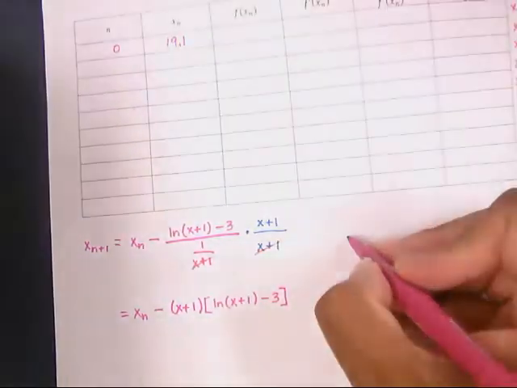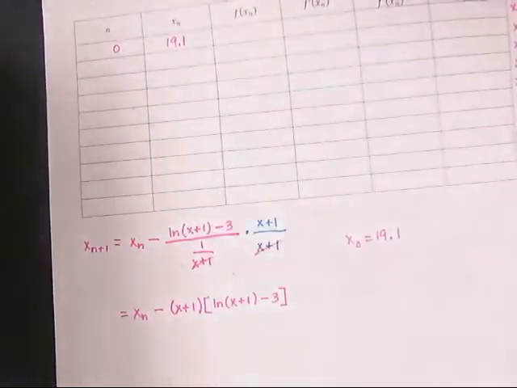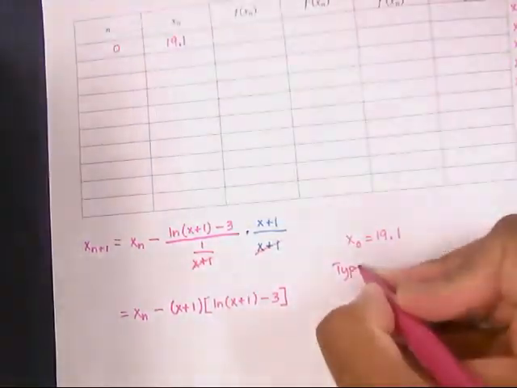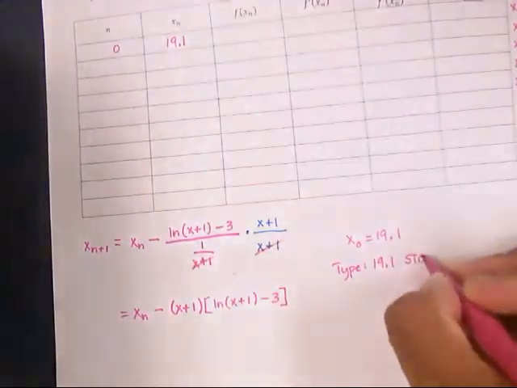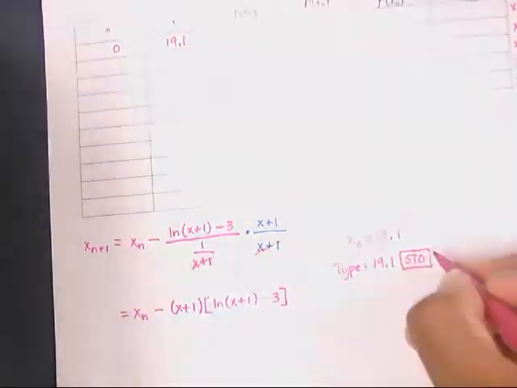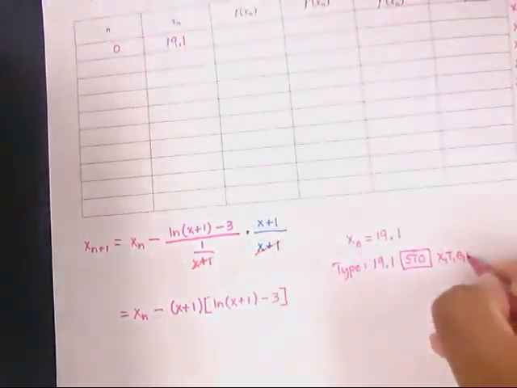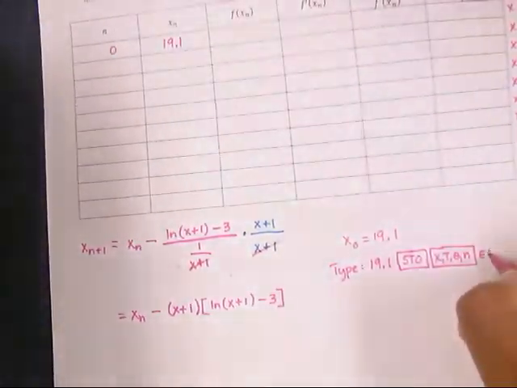Okay. Now my x sub 0, of course, that's going to be 19.1. That's given to us as the initial approximation. So the way I enter that in is to type in the 19.1 and then hit the STO button to store it, and then I'm going to store that in x by pressing the X,T,theta,n button, and then press enter.